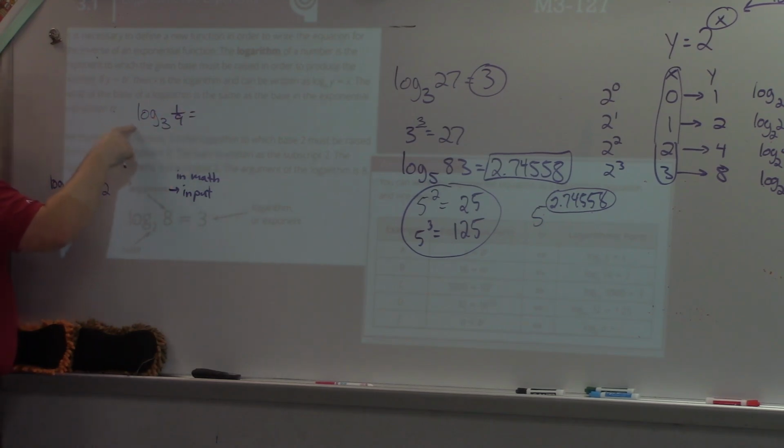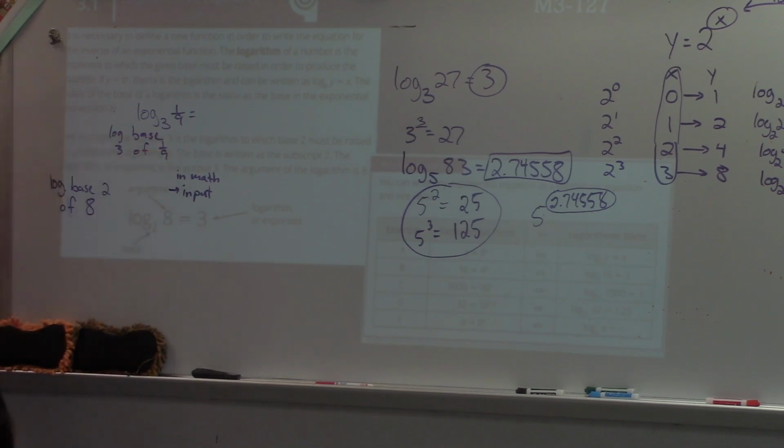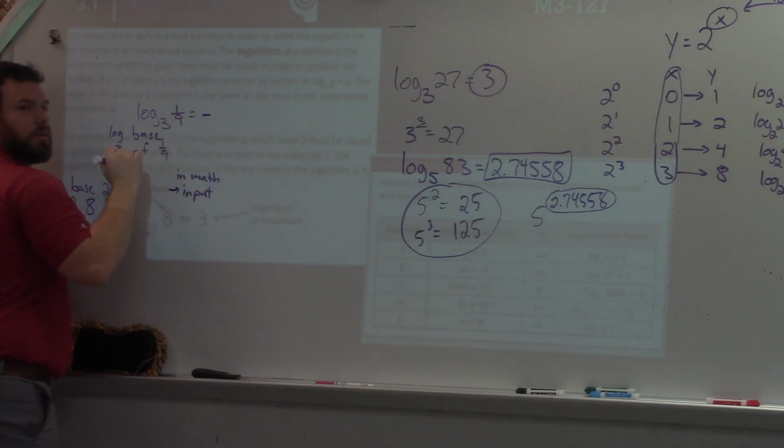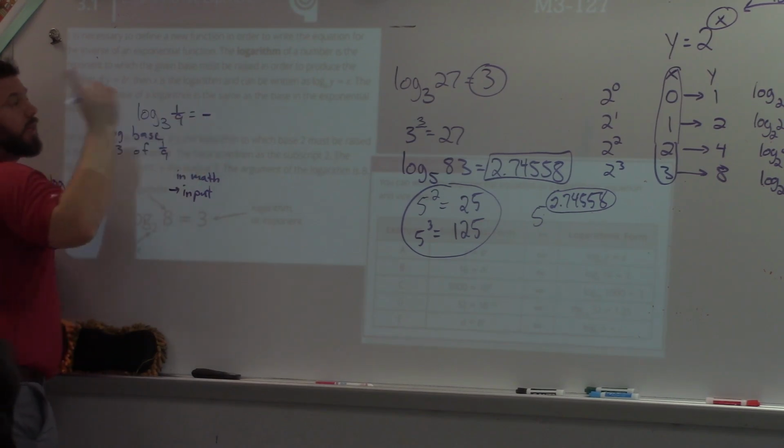So how would I read this statement right here? Log base 3 of 1/9. Anyone have an idea what that logarithm might be equal to without using a calculator? Maybe a negative number. Because what is a logarithm again at the end of the day? An exponent, right? And what type of exponent causes us to divide? A negative. The number you said originally.